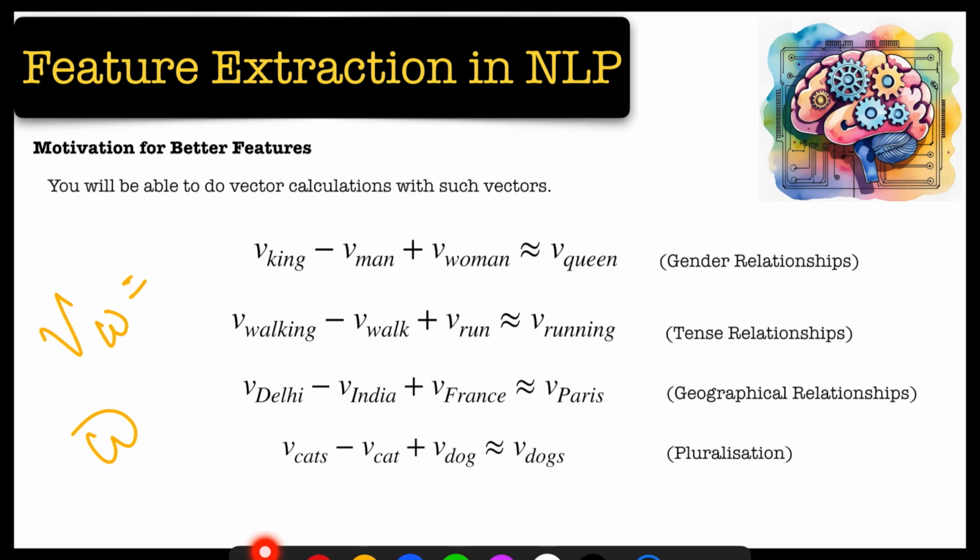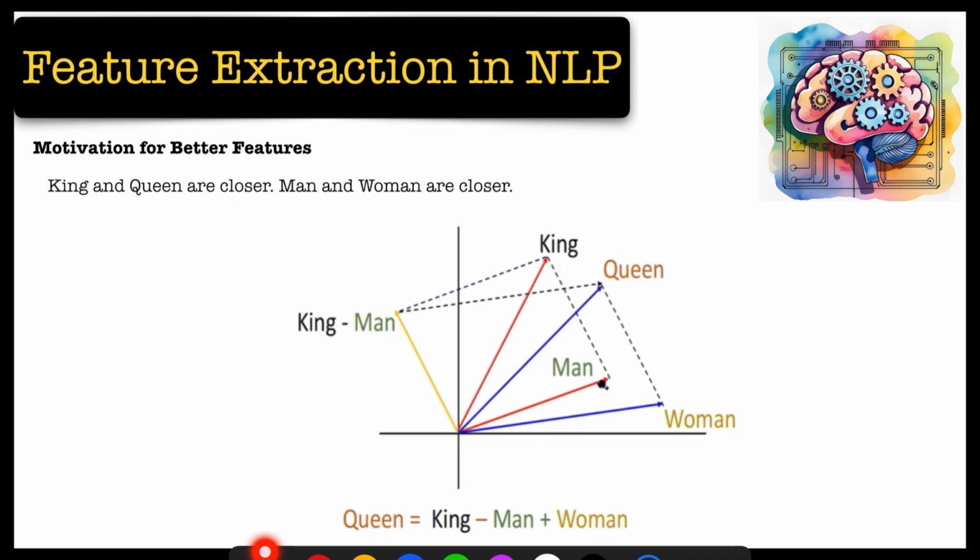Let's say in this 2D space we have the vectors of king, queen, man, woman, right? We see king and queen are very close, and man and woman are also very close. So queen can be king minus man plus woman. This type of calculation we will be able to do with such vectors.